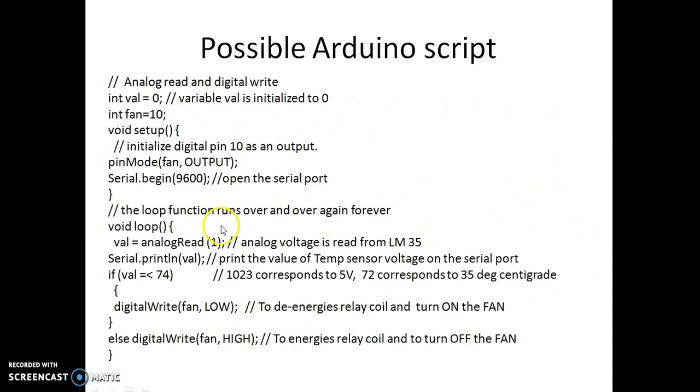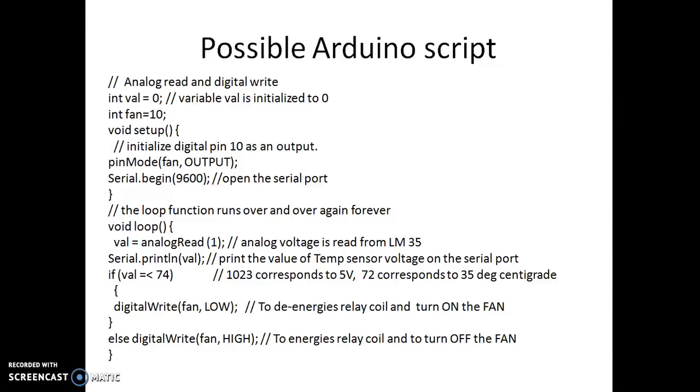See here, when the temperature is more than 35 degrees centigrade, this condition is false. When this condition is false, we are putting a high onto pin number 10. That pin 10 is interconnected to the coil of the relay. So when that coil is energized, the fan will be turned off. This way we can ensure that if the temperature goes above 35 degrees centigrade, the fan turns off. If the temperature is less than 35 degrees, the fan will keep running.